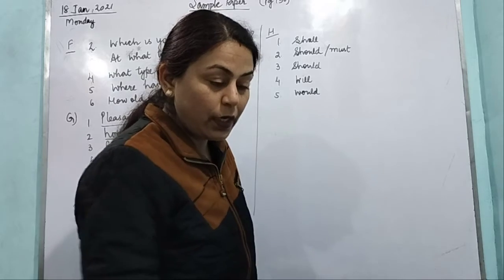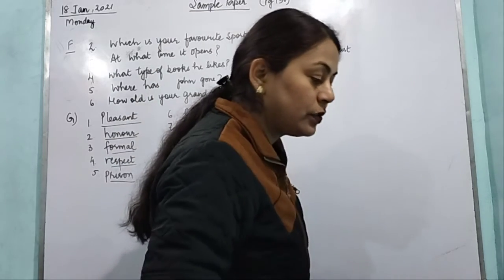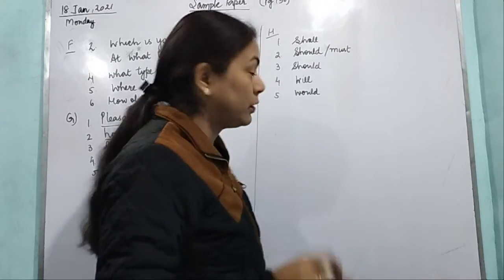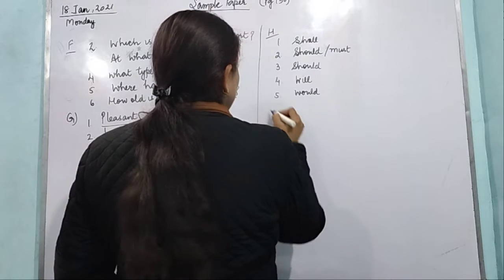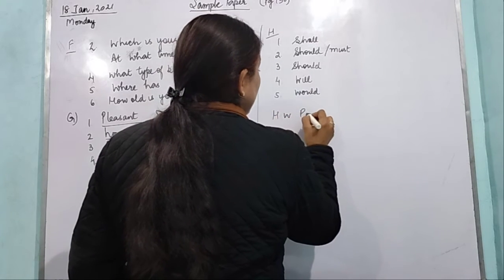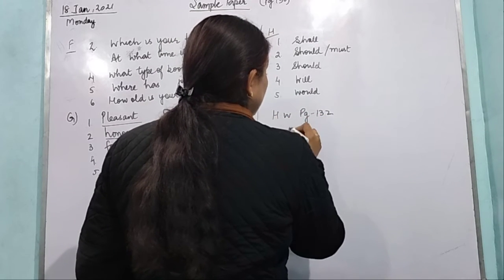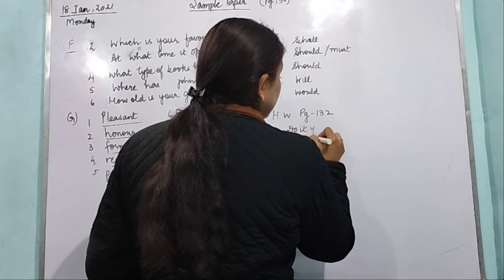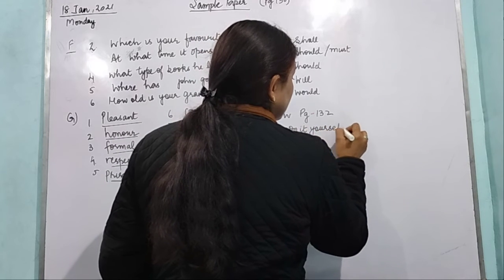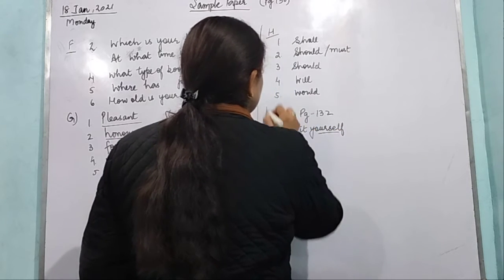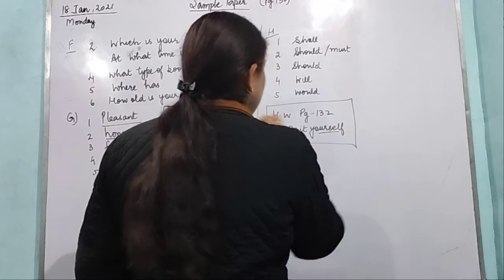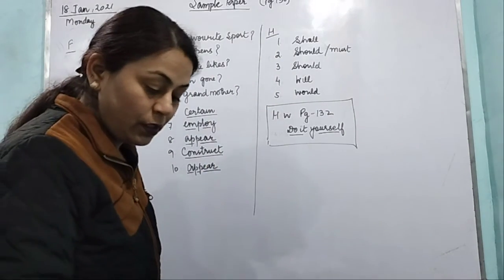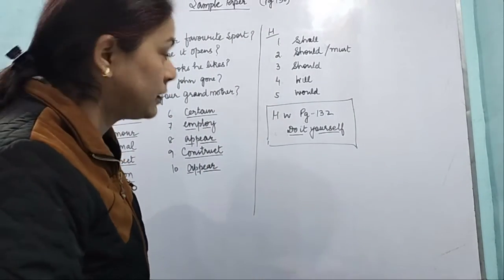So now we come to the last page. That is just for fun. So you have to do it yourself, right? The page number, it is your homework. Page 132. Do it yourself. So this is your homework. Class 7. You have to complete this yourself.